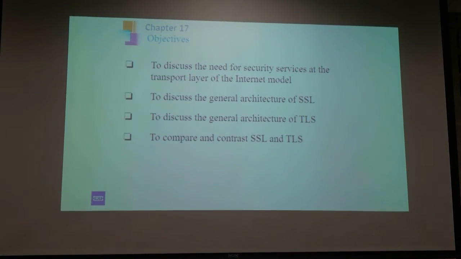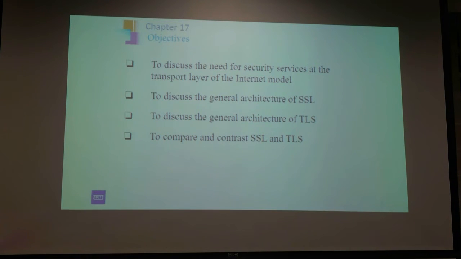Alright, so we're going to discuss the need for security services at the transport layer of the internet. Then we'll discuss SSL. SSL, by the way, is not secure anymore. So if your email or your communication is using SSL, you must know you are not secure. It's not recommended anymore. You should not use it. The only thing we can use now is TLS, which is an upgrade of SSL. Maybe when the author published this book, SSL was okay. Now it's not okay at all. So make sure that you use TLS.